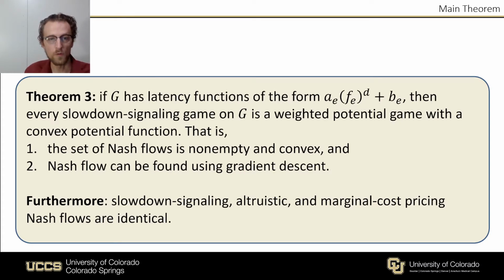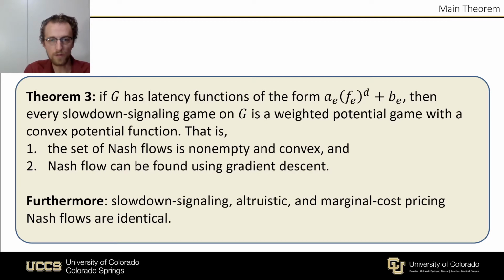Right? These are powerful things. Nash flows, in many cases, are hard to compute, but on these games, they're not. You can find them using gradient descent on a convex function. So furthermore, we can connect a broad variety of games in this literature, both slowdown signaling, altruism games, marginal cost pricing games, and others that have a similar kind of cost function structure, and say the Nash flows on these networks with these different kinds of cost functions are identical.